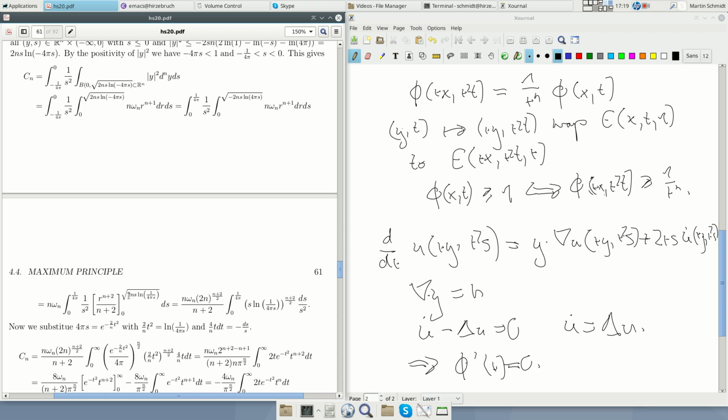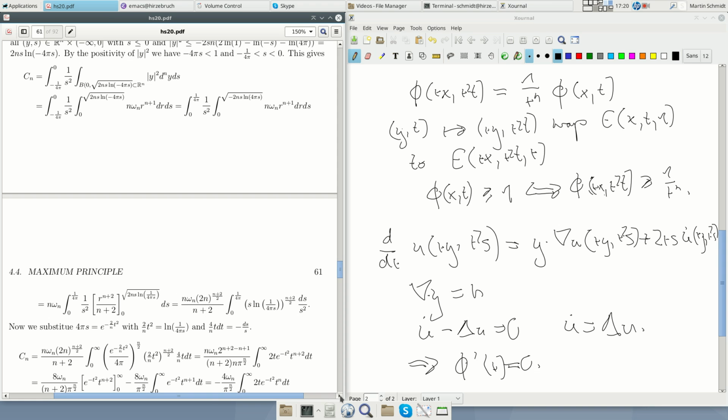Here this is this 2n. Then we have an s, also n plus 2 half, this s, and then we also have this logarithm, 1 over 4 pi s to the n plus 2 over 2. So these are these factors, and the n plus 2 we put outside. So here we just inserted this. Now we should integrate over ds over s squared.